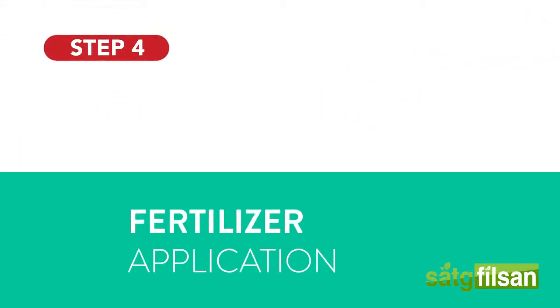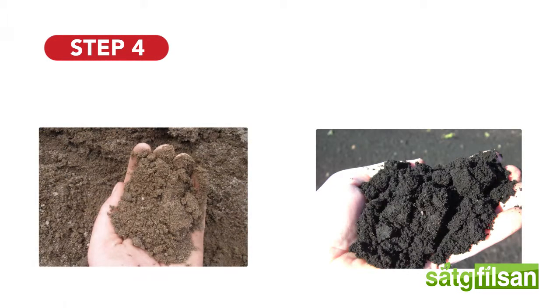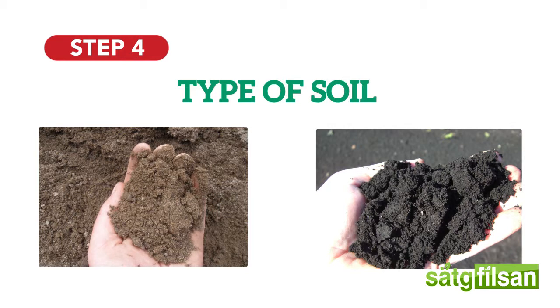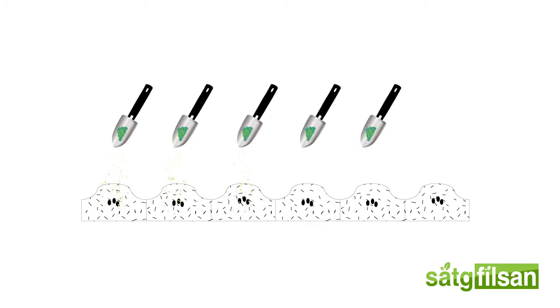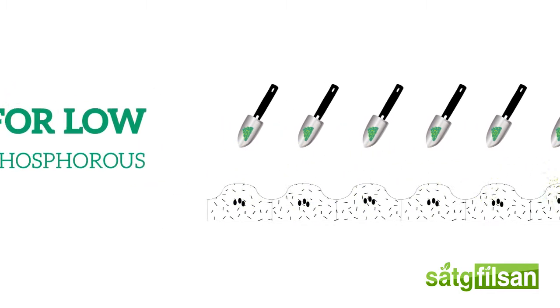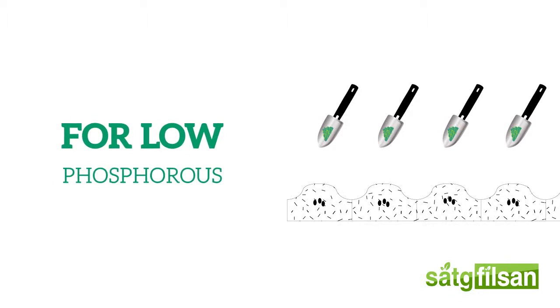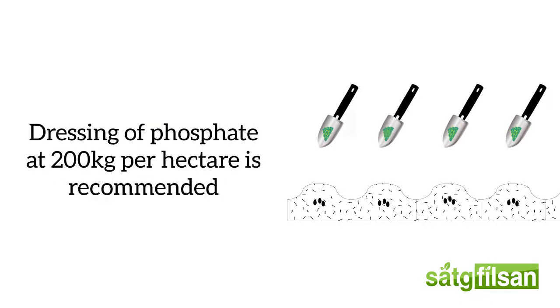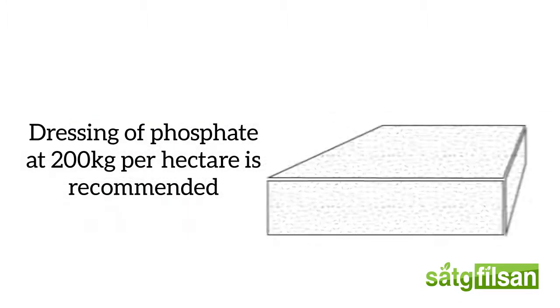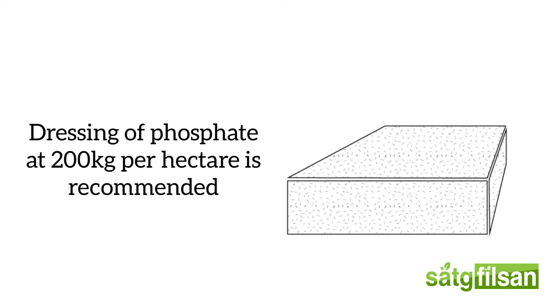Fertilizer application. Cabbages have specific fertilizer requirements that depend on the type of soil as well as the nutrients available in that soil. If soils are low in organic matter, 1 to 2 handfuls of manure or fertilizer per planting hole is recommended. For low phosphorus soils, a basic dressing of phosphate at 200 kilograms per hectare is recommended.